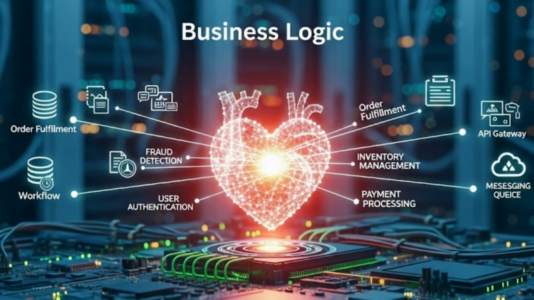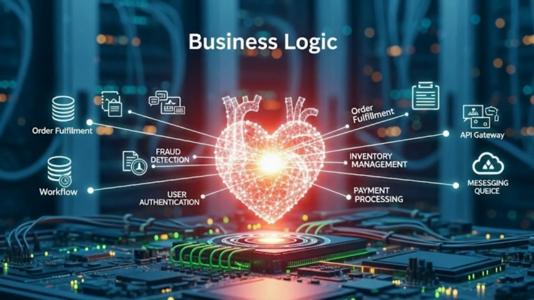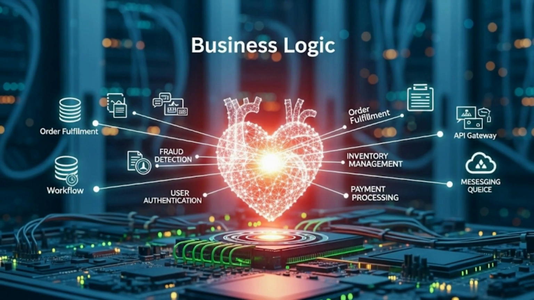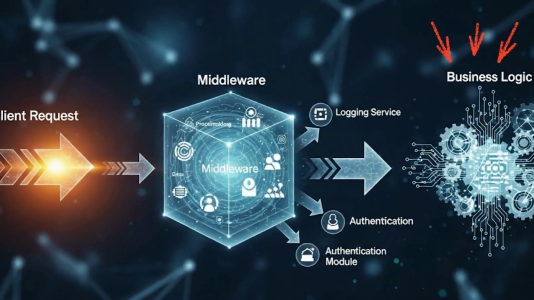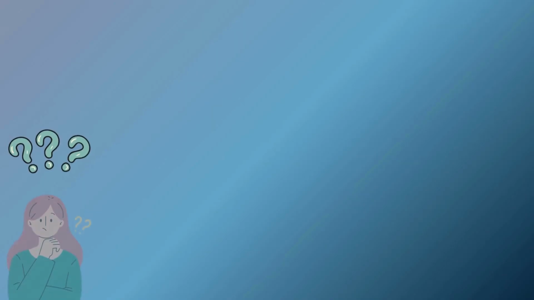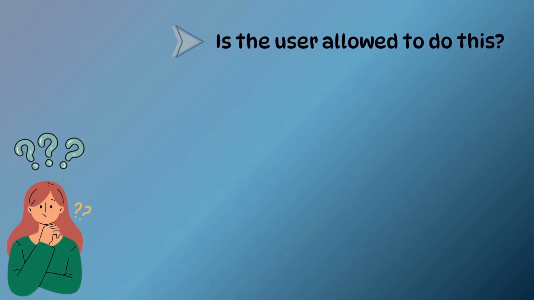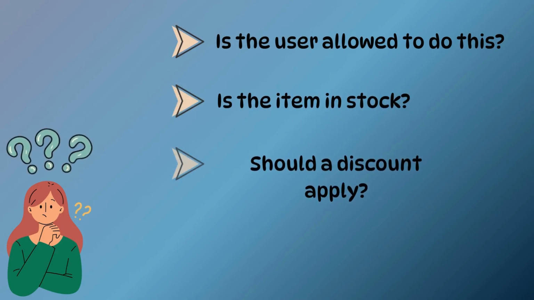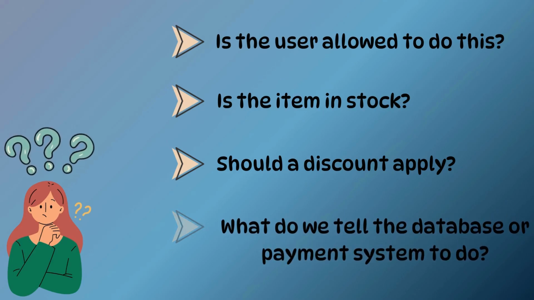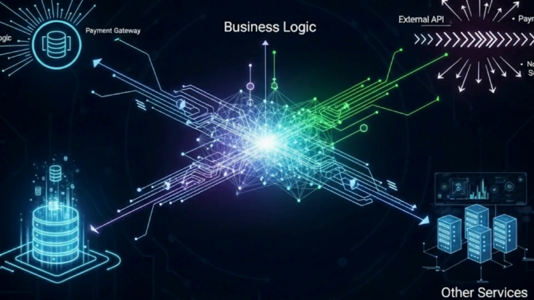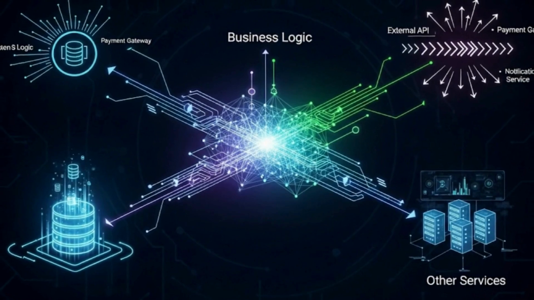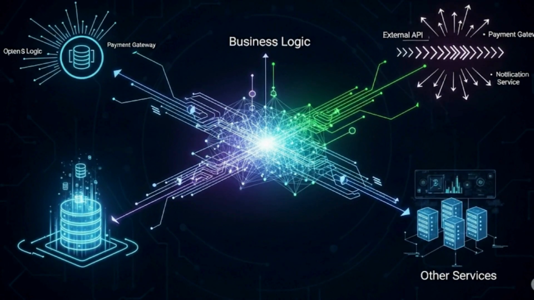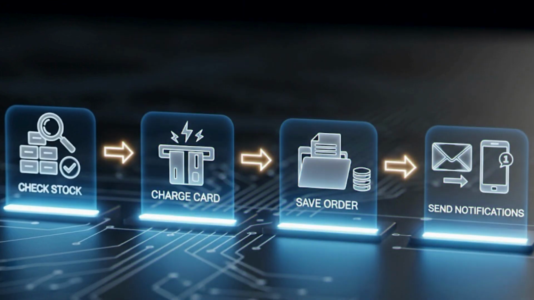Business logic is the heart of your backend. It's where your application enforces real world rules and workflows. When a request passes through middleware, it finally reaches this layer. This is where you ask questions like: is the user allowed to do this? Is the item in stock? Should a discount apply? What do we tell the database or payment system to do? Your business logic decides how to read and write to databases, call other services, and trigger external APIs. Placing an order, the logic checks the stock, charges the card, saves the order, and sends a notification, in that order.